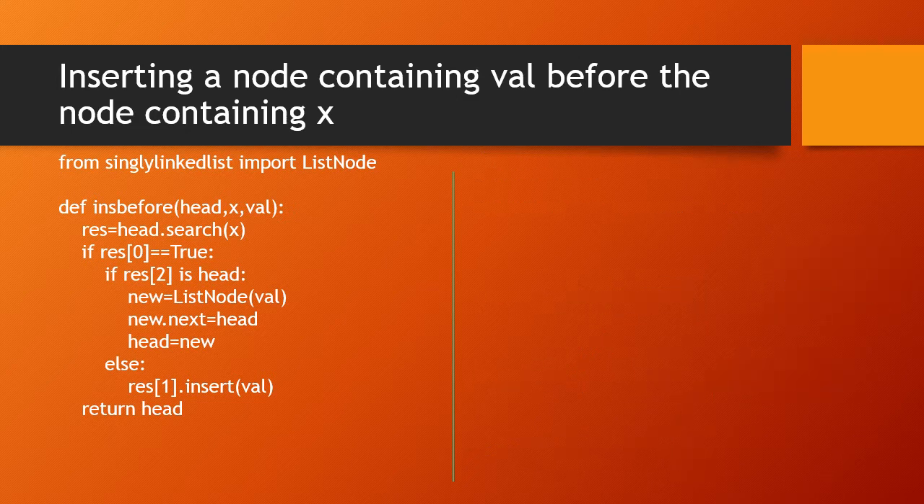Now let us look at the worst case of this function. We call the ins before function with the head pointer to our singly linked list, the value x and the value val. Then we call the search function, give it the head pointer and ask it to search for x.